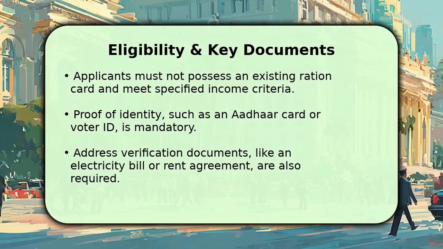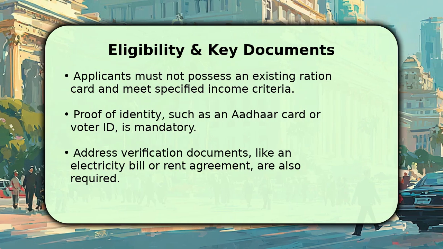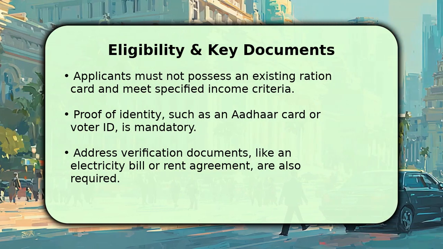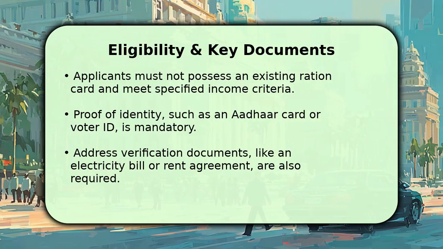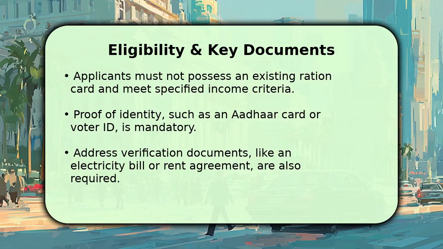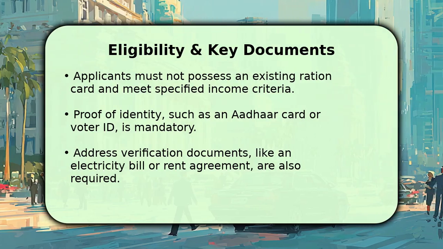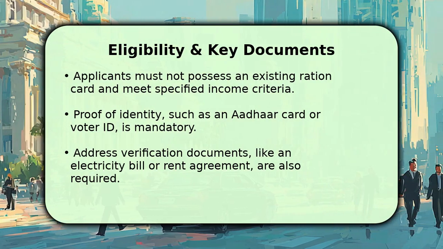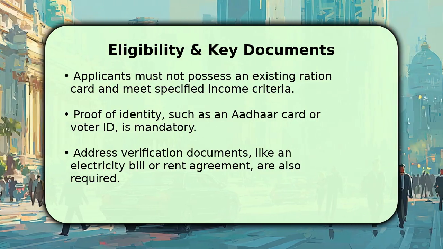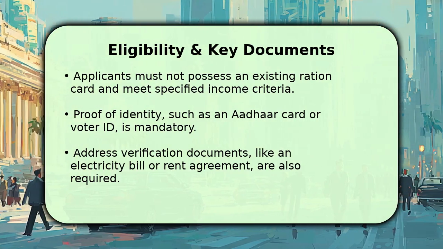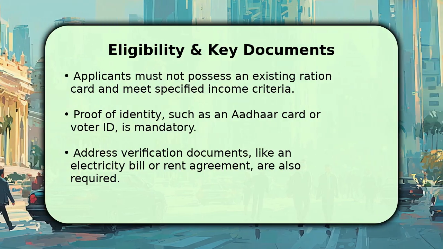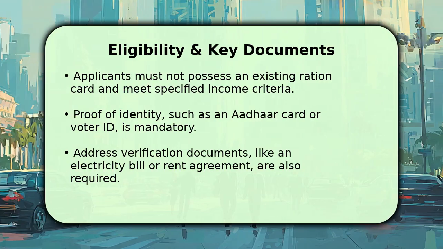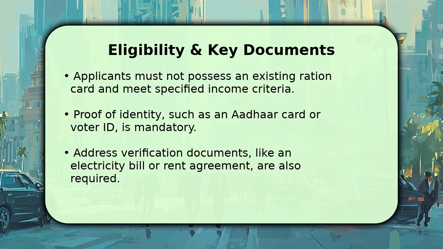To begin, verify your eligibility. Typically, you must not already possess a ration card and meet specific income thresholds set by the government. Gather all necessary documents, including identity proof like your Aadhaar card or voter identification. You will also need address proof, such as an electricity bill or a rent agreement. Remember to include your income certificate and recent family photographs. Having these ready simplifies the entire application process significantly.